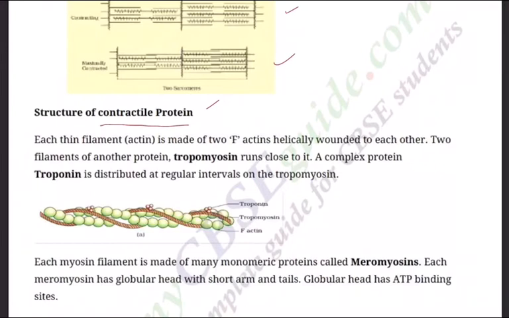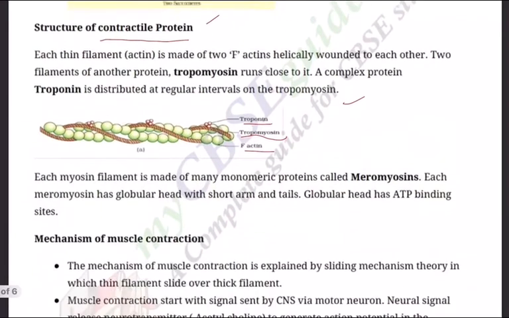Each thin filament, that is actin, is made up of two F actins helically wound to each other. Two filaments of another protein called tropomyosin run close to it. Look at that, tropomyosin is running close to it, and this is F actin and troponin. And this is how the contractile protein structure will be there. A complex protein, troponin, is distributed at regular intervals on the tropomyosin, as you are seeing here.